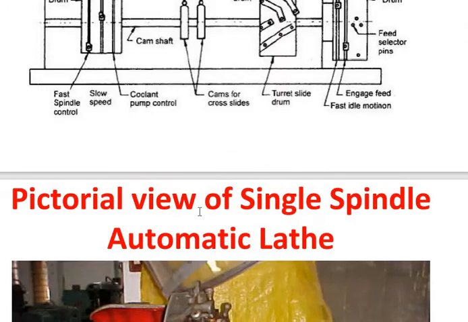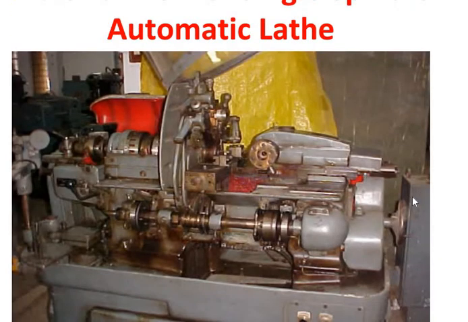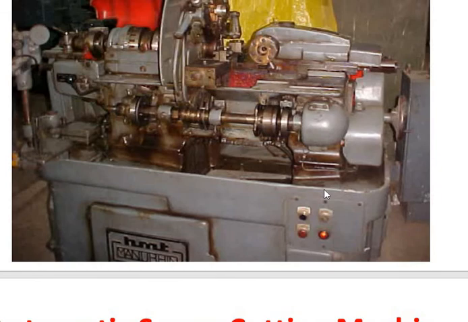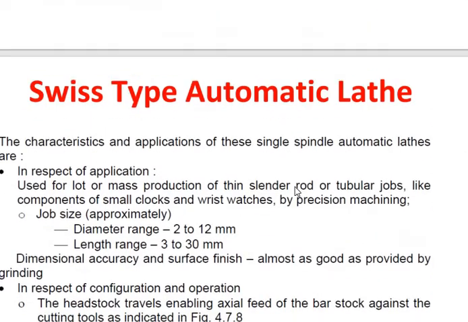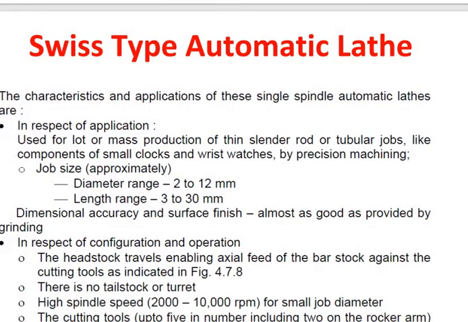Next, a pictorial view of a single spindle automatic lathe. This is the automatic screw cutting machine. Next is the Swiss type automatic lathe. Characteristics and applications of these automatic lathes.